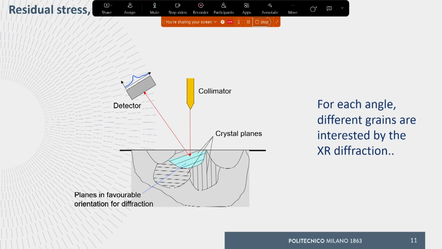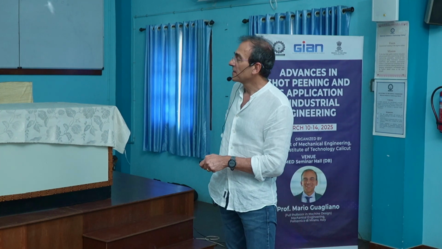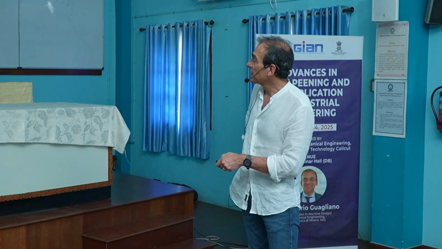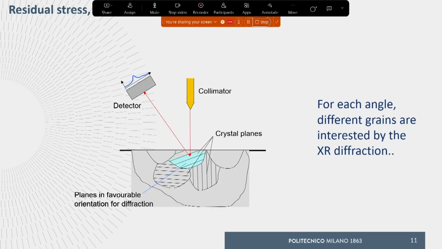Okay, and if we want, indeed, consider this is the free surface. This is the collimator that measures the distance and the perpendicularity with respect of the free surface. If this is the detector, the beam ray is coming from this point, and the detector will measure diffraction when the Bragg law is satisfied, considering theta starting from the crystal planes. This is the condition for having diffraction.